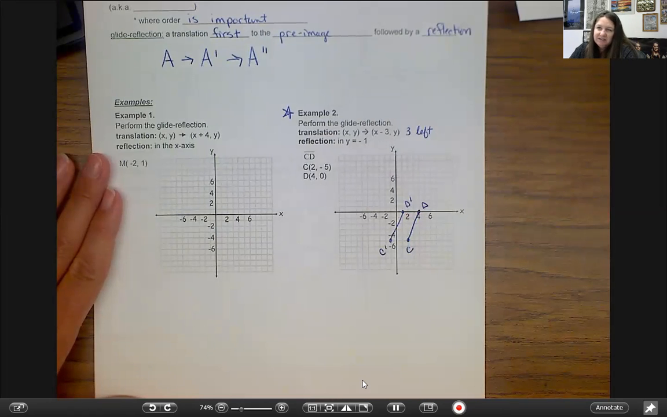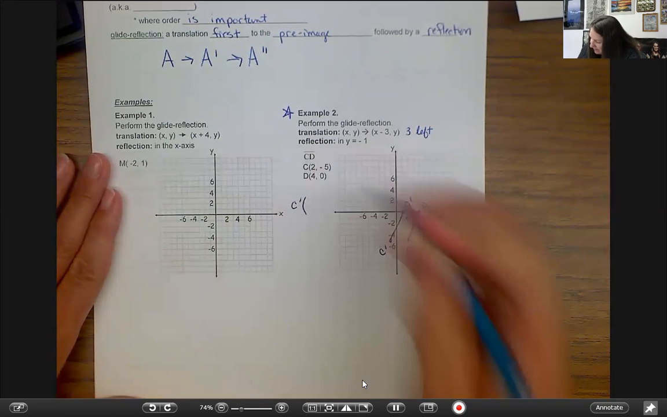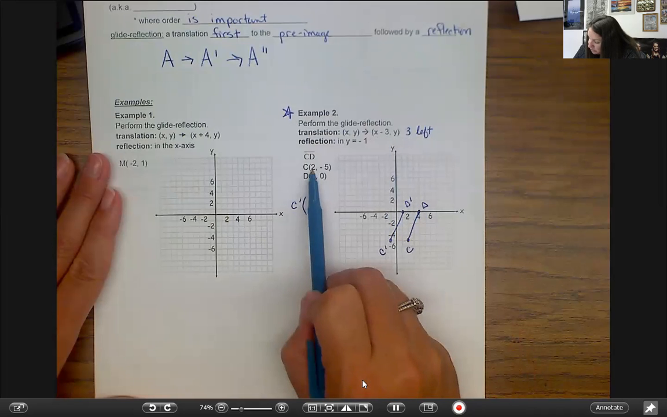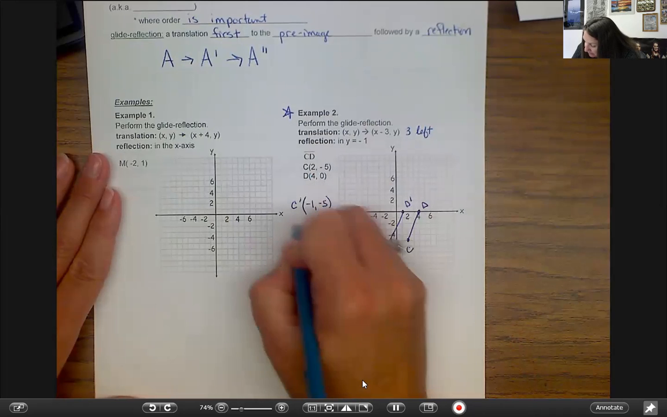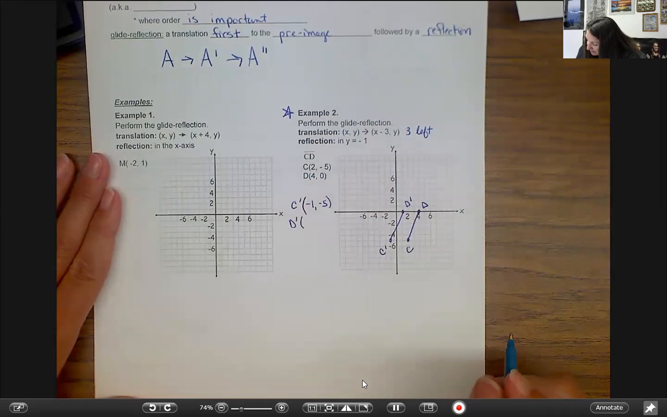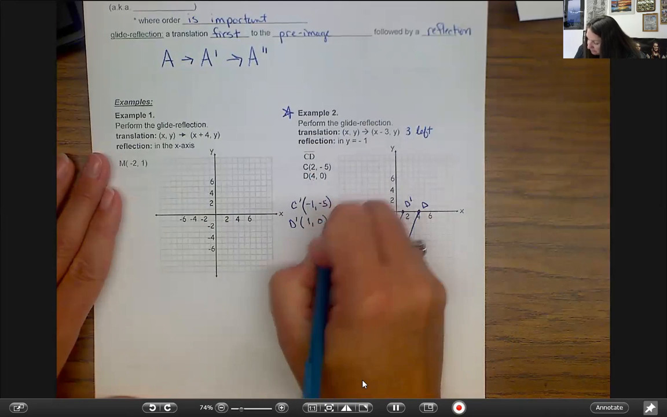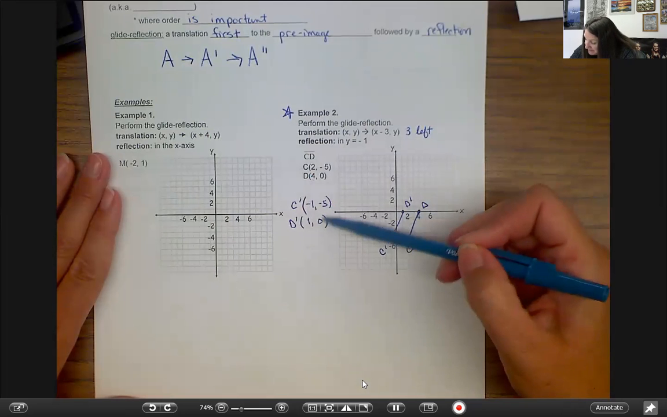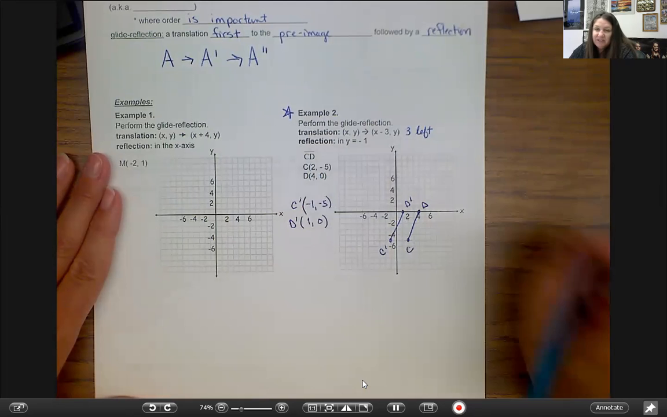It should look like it's just moved over 3 units. Now we always want to label what those coordinates are. So C prime, again, if it moved 3 to the left, we're just subtracting 3 from our x coordinate. So that's going to place it at (-1, -5). And D prime then, if we subtract 3, is at (1, 0).